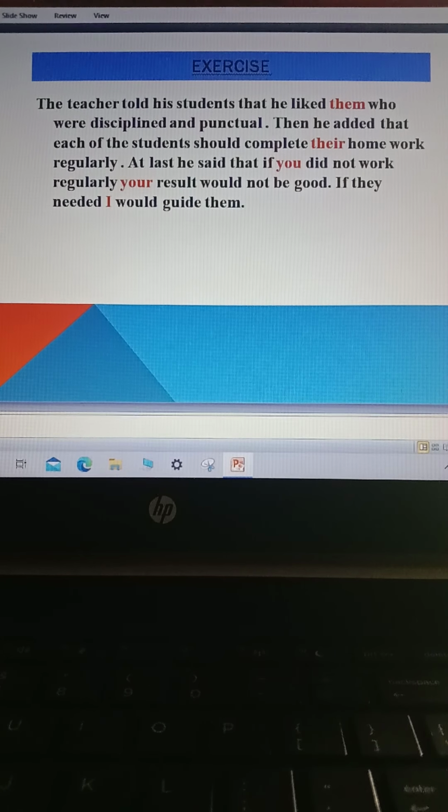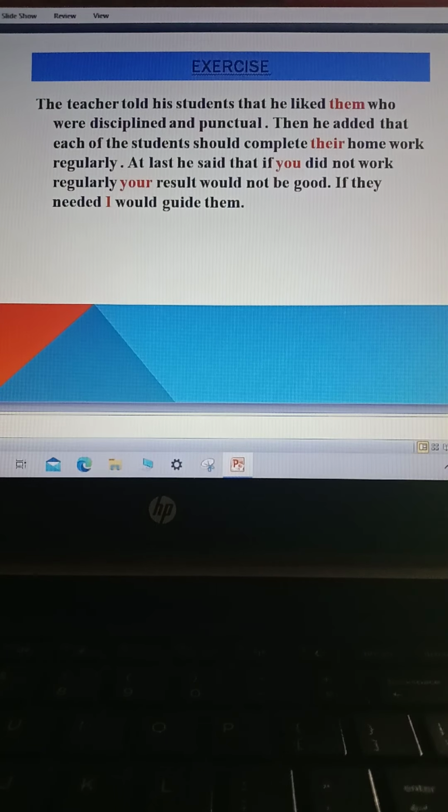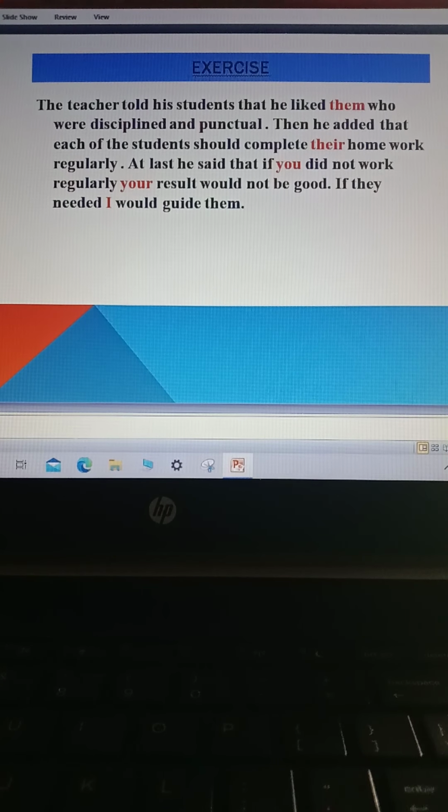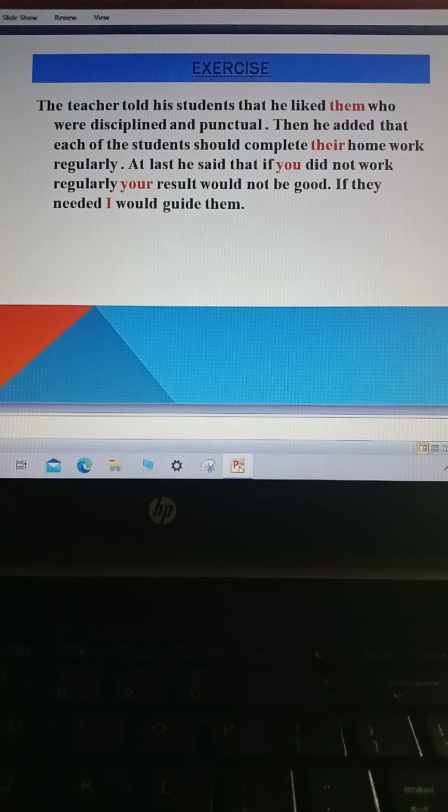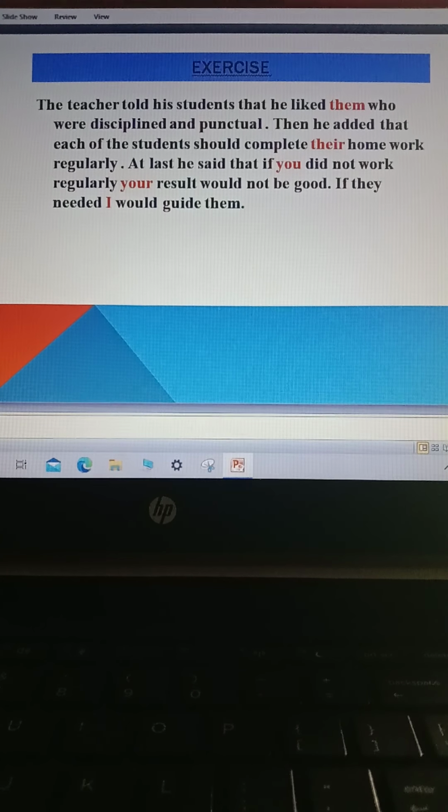Next sentence. Then he added that each of the students should complete their homework regularly. Here the second clause, each of the students should complete. Should complete is the verb, and each of the students is the subject. Each of the students is always singular, so their refers to plural. So I put his or her instead of their. Each of the students is singular, so its possessive must be singular. So the right answer: then he added that each of the students should complete his or her homework regularly.